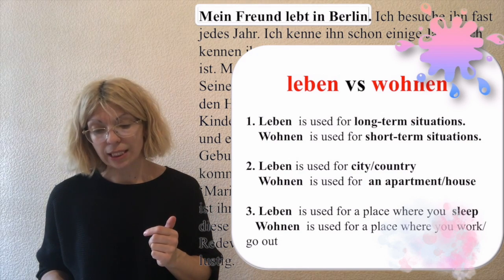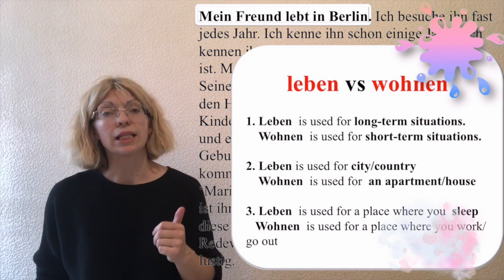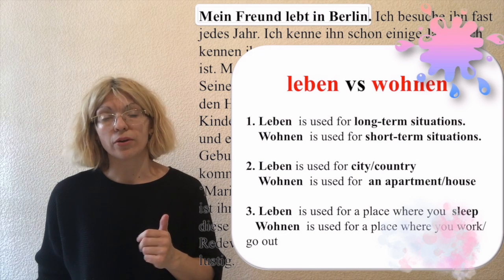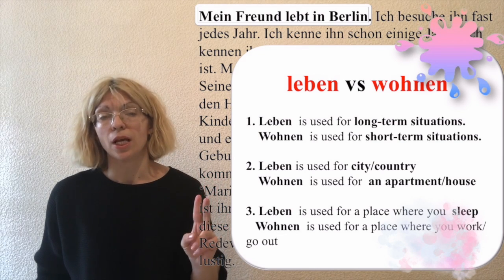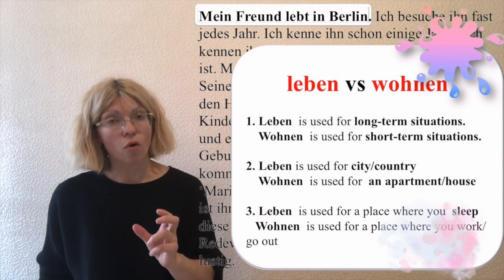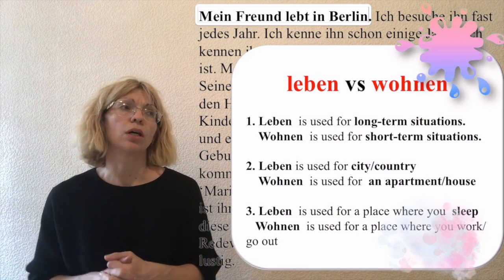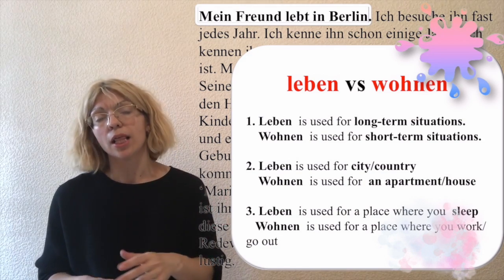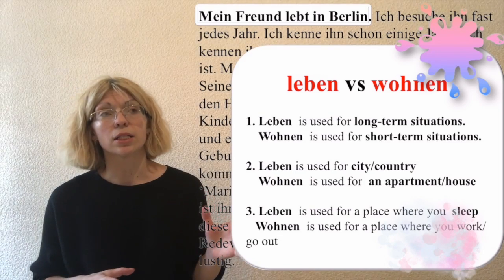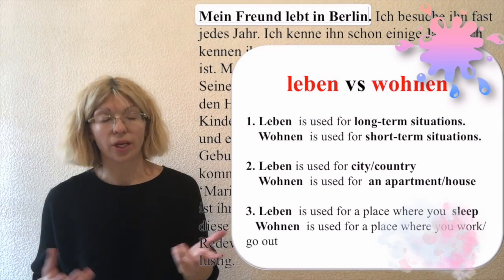Mein Freund lebt in Berlin. Okay, my friend lives in Berlin. I think probably you know that there are two verbs in German that mean to live. They are leben and wohnen. There is a difference between them. I know three ideas that explain the difference between those verbs, and those aren't mine, but I like them. Okay, take a look, please.